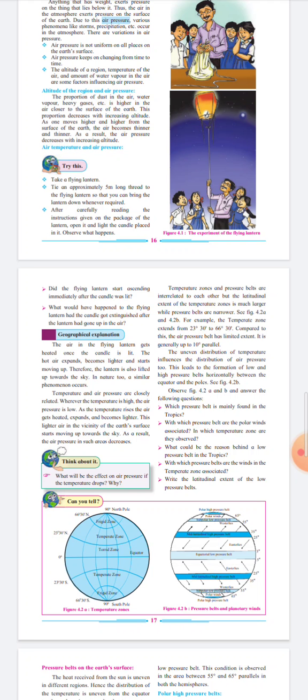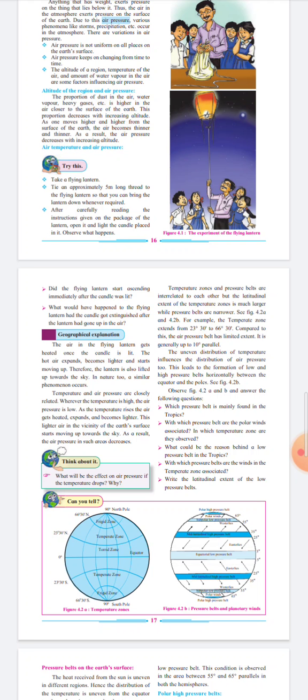By studying this figure, you have understood that due to the Earth's spherical shape, temperature is unevenly distributed throughout the Earth. It means temperature is not the same from North Pole to South Pole. So let's study figure 4.2.